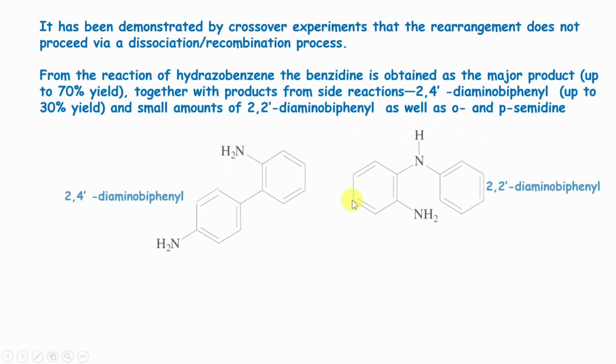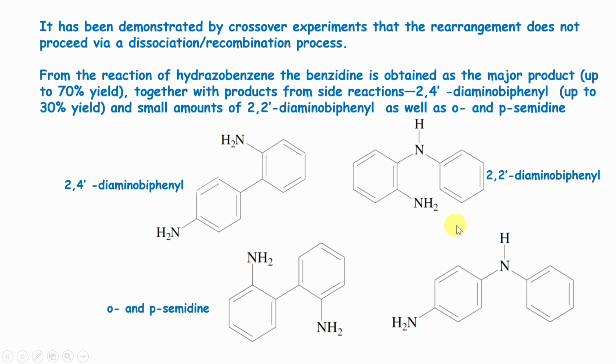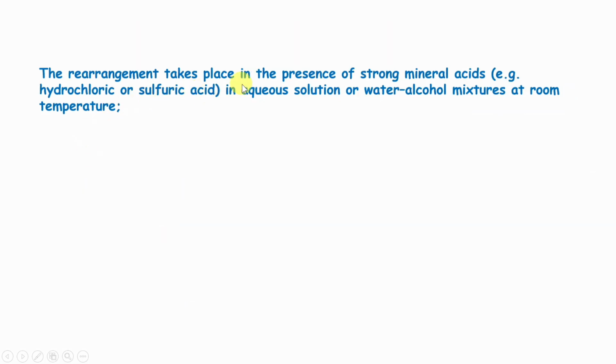You can see it is 2,4-diamino biphenyl, and it is 2,2-diamino biphenyl. In addition to this, we will get ortho and para semidyl. It is orthosemidyl, it is para semidyl.